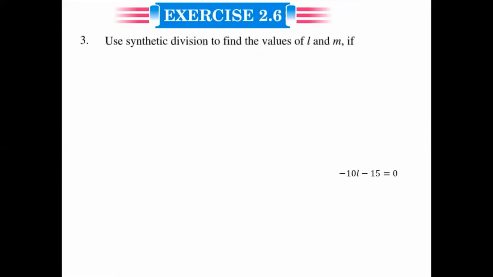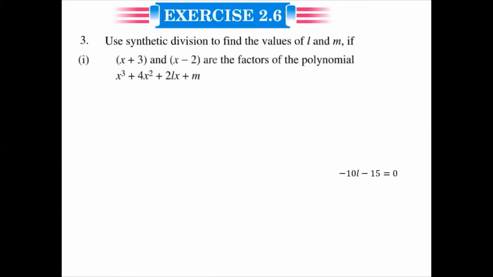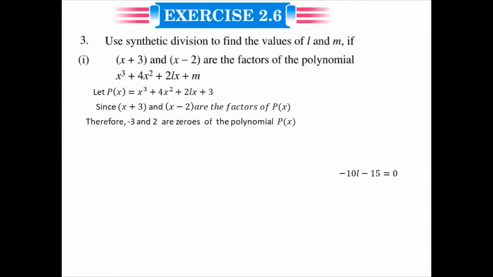Question number 3, use synthetic division to find the value of l and m if x plus 3 and x minus 2 are the factors of the polynomial x cube plus 4x square plus 2lx plus m. P of x is x cube plus 4x square plus 2lx plus m. Since x plus 3 and x minus 2 are the factors of P of x, therefore minus 3 and 2 are the zeros of the polynomial P of x.